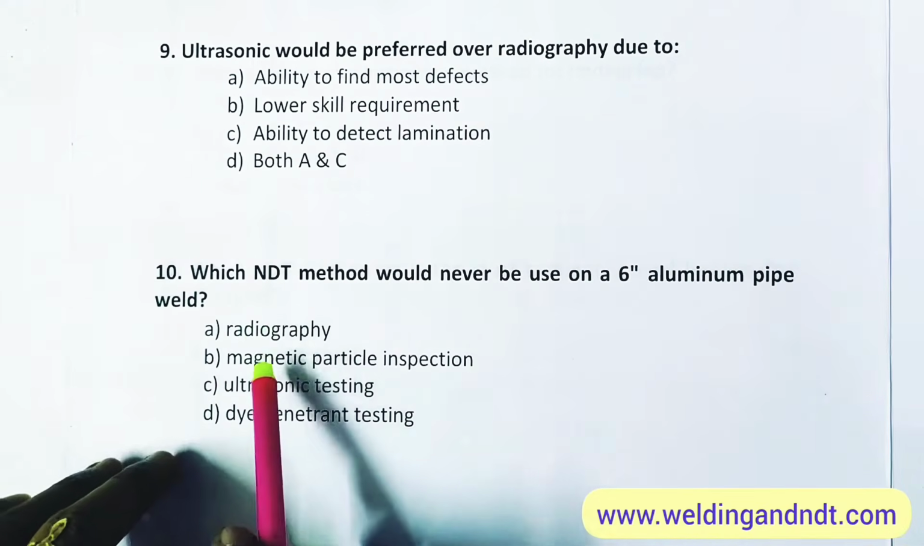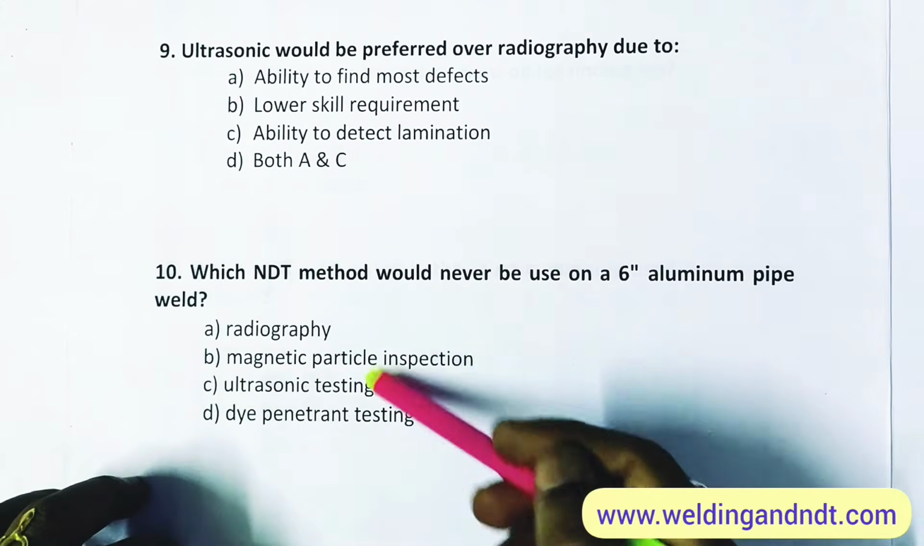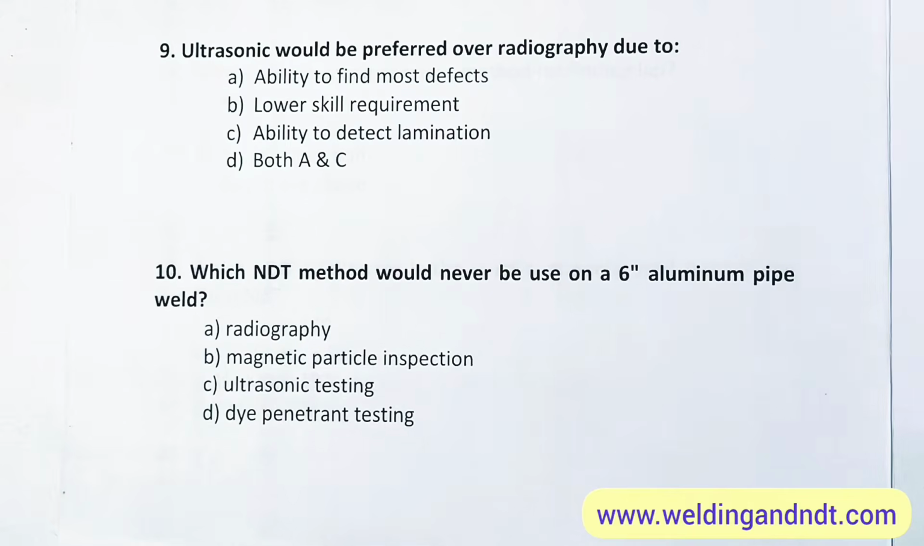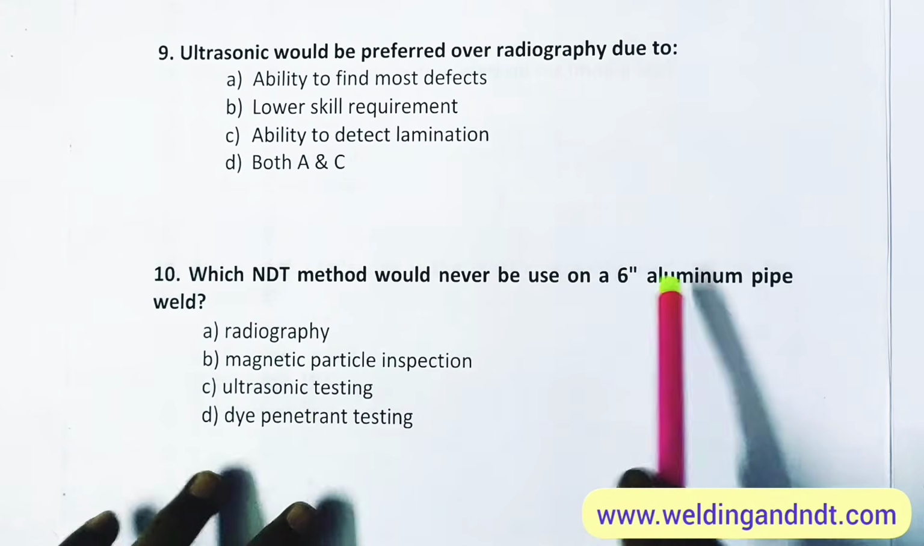The answer is radiography, magnetic particle inspection, ultrasonic testing, dye penetrant test. So they have mentioned all 4 basic NDT methods, and what they have mentioned, 6-inch aluminium pipe. First, here the word aluminium is there.